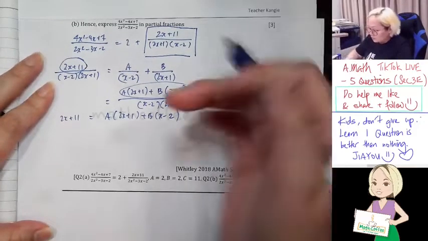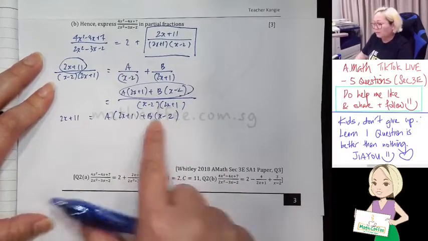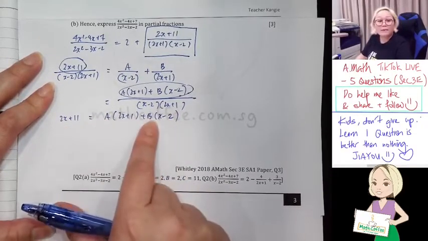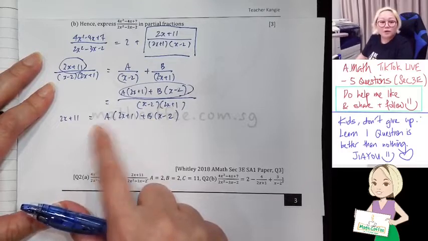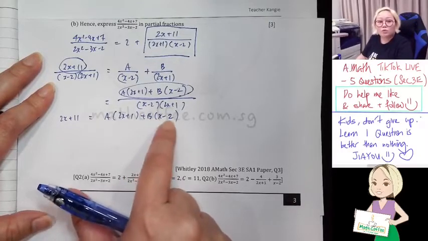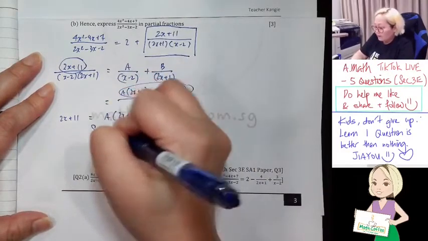So what we're going to do is ask yourself, what x value can I sub in so that either the B disappears or the A disappears? I have this bracket x minus 2, so I will choose to sub x equals to 2.